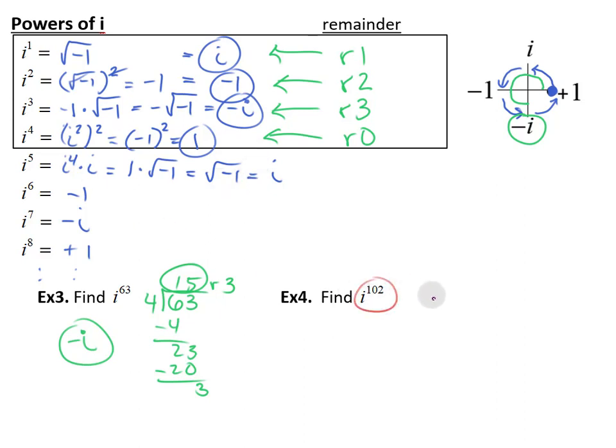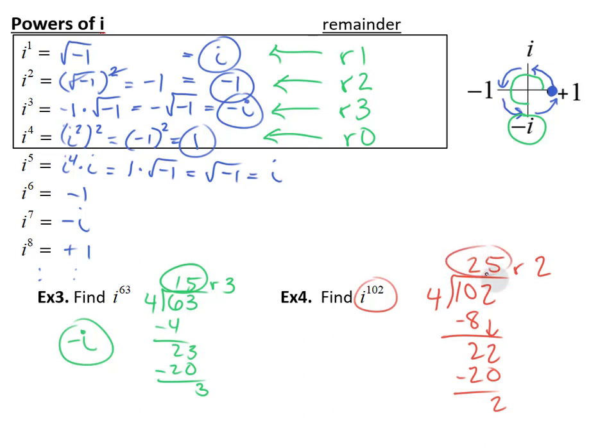i to the 102nd. Let's figure out how many times it goes through our cycle by dividing it by 4, since our cycle repeats every 4. 4 goes into 10 twice. 2 times 4 is 8. 4 goes into 22 5 times. 4 times 5 is 20. And we'd have 2 left over. So it goes through my cycle 25 times, but then it needs to go 1, 2 more steps, which brings me to -1. i to the 102nd power is the same as just -1.